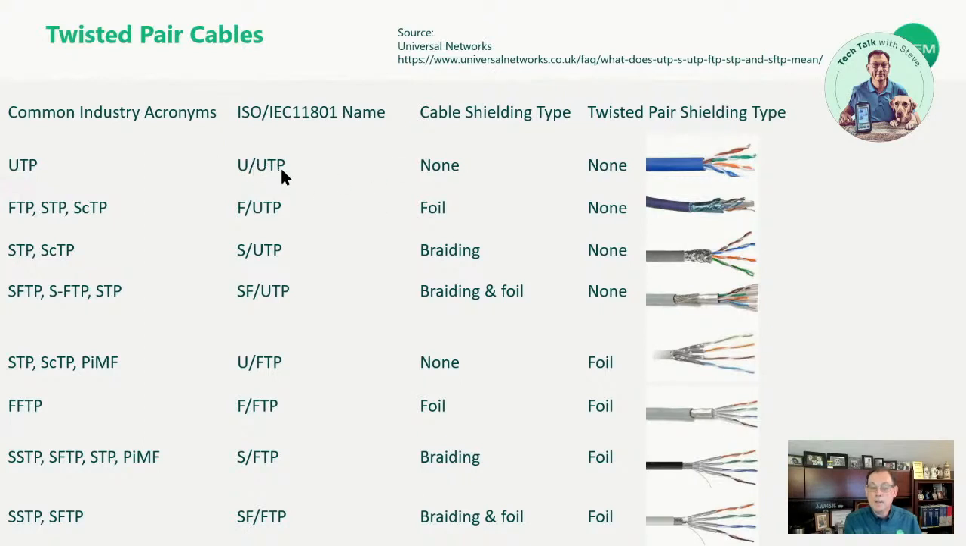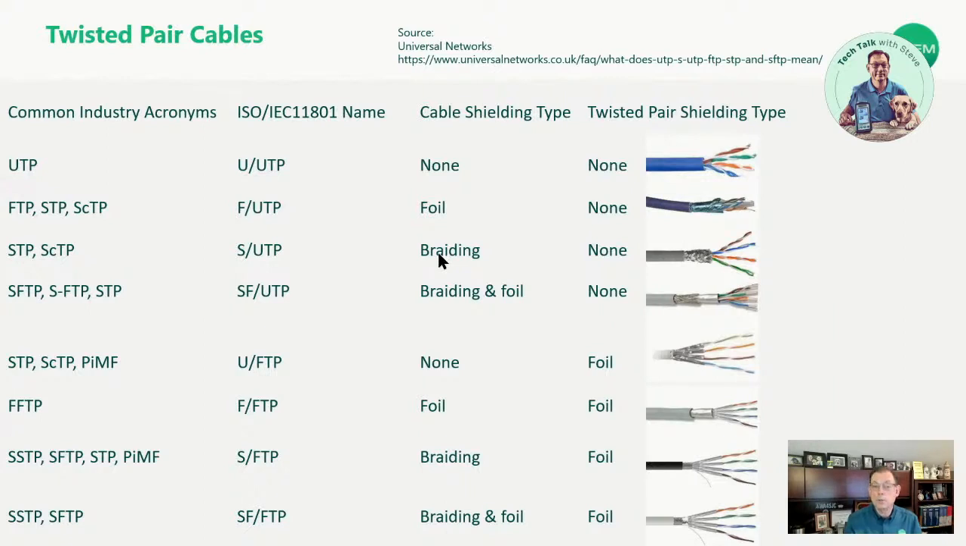And then the letters after the slash indicate the type of shielding around the pairs. So that's why you see those designations with a slash in them. Then you've got that FUTP we just talked about. The next one is SUTP. What's different between SUTP and FUTP is the type of overall shield.